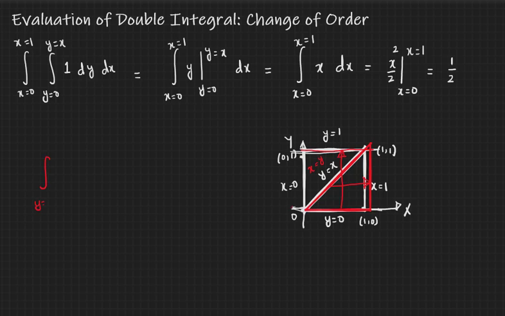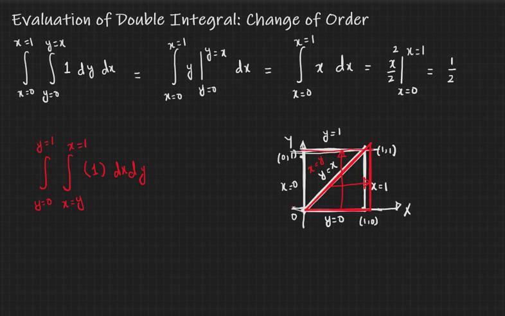y equals to 0 to y equals to 1, integration with respect to y, but we want to integrate with respect to x first. So with respect to x here, and then taking the limits of integration with respect to x, which is from left to right. So that should be x equals to y to x equals to 1, and the integrand should be equal to 1. So this is how we change the order of integration.